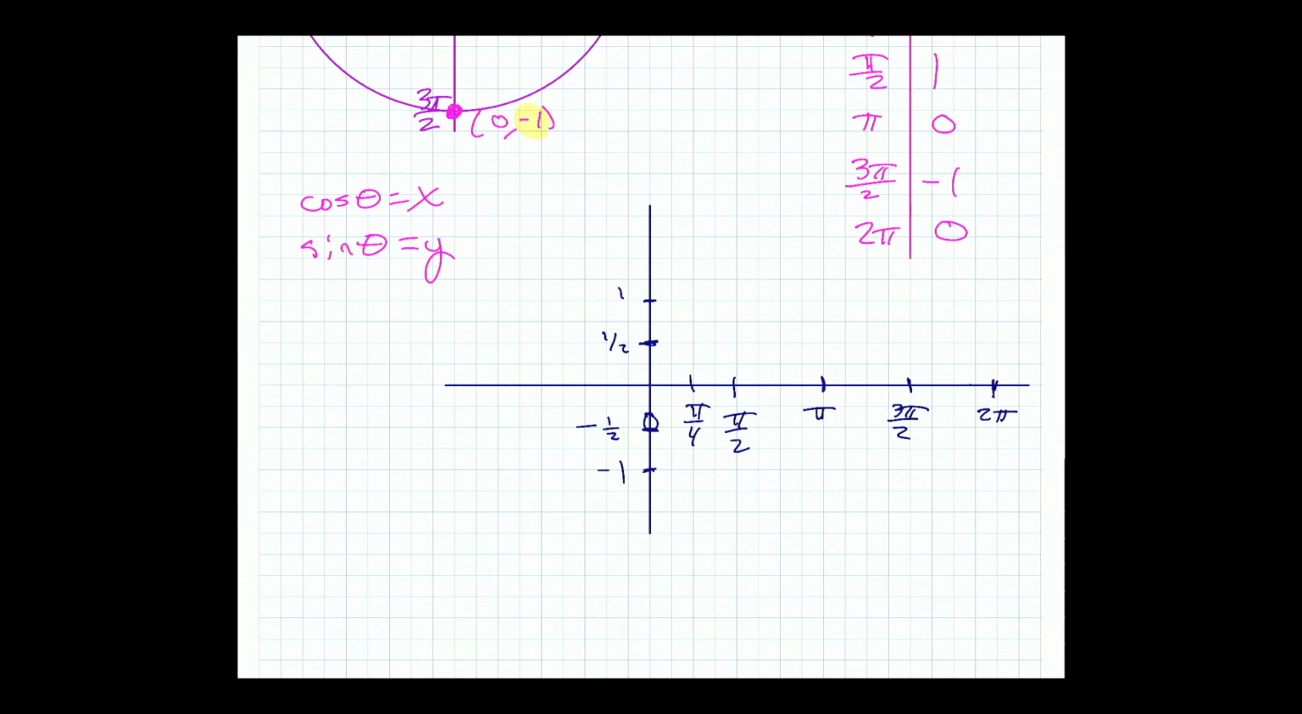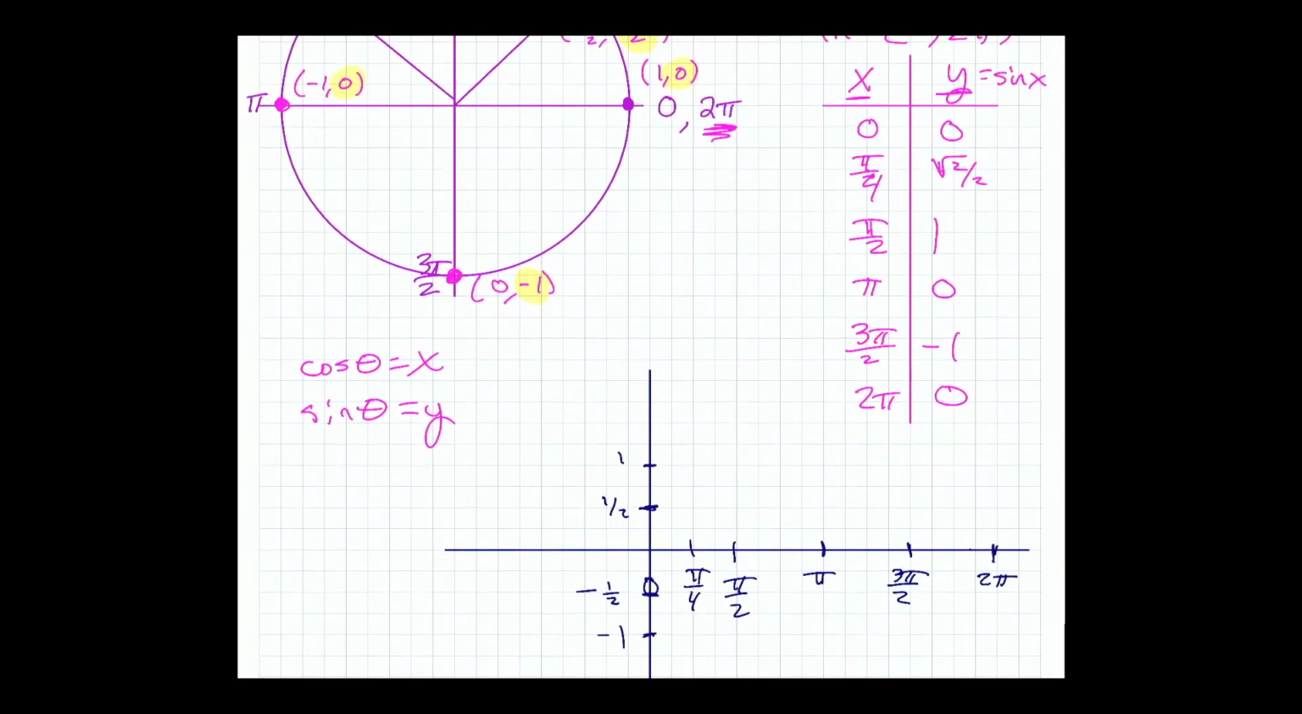Okay, now we need to graph this. But if we are going to graph it, one thing we're going to need to know is how big square root 2 over 2 is. So if you grab a calculator, and we want to evaluate square root 2 over 2 as a decimal, it's about 0.707.